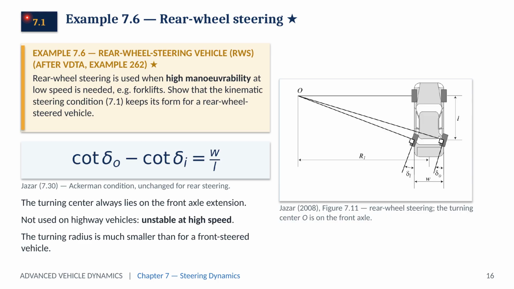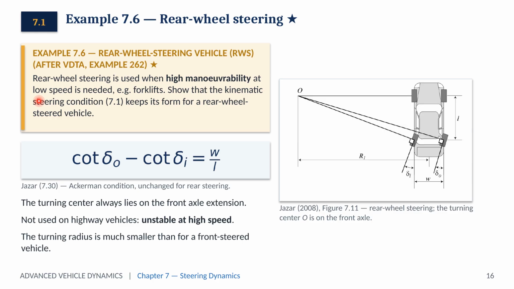Example 7.6 looks at a rear-wheel steered vehicle, again advanced material. This layout is used where low-speed maneuverability matters, typically forklifts. We must show that the kinematic steering condition keeps its form. The idea is to flip the diagram.